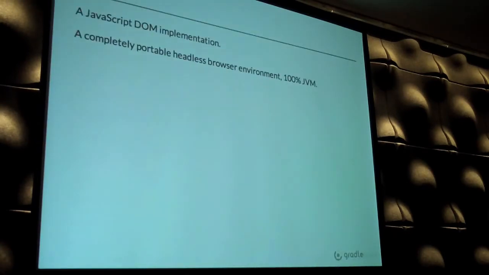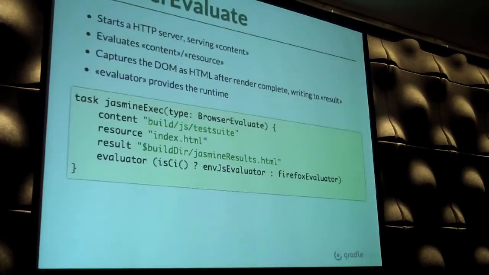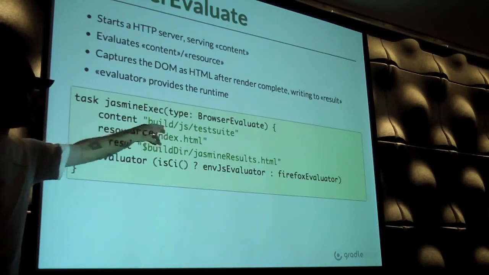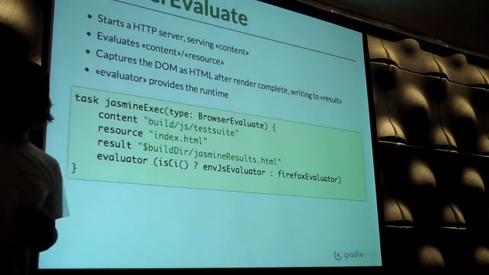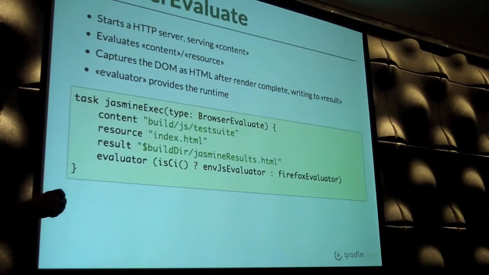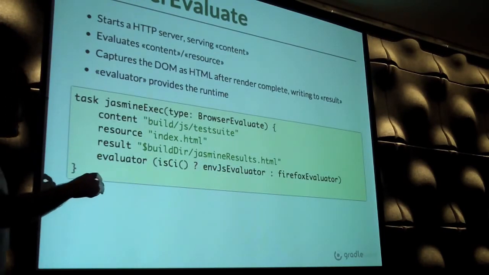Okay, MJS, which you've already spoken about a little bit. Portable, headless browser environment, 100% JVM. And there is also some infrastructure for using MJS to evaluate pages. And really, we get to talk about unit testing here. So a browser evaluate task means this is the content we're going to serve, everything in that directory. I want the browser to go to this file in this directory, evaluate the page and write it out to here.